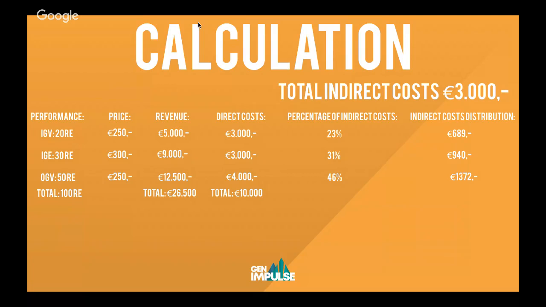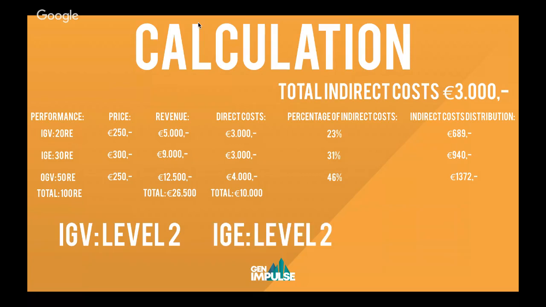So let's check again. Which level is IGV? Revenue is higher than direct costs, so at least level 1. Do we add indirect costs to it? Do we still stay under 5,000? Yes, we stay at 3,689. So IGV level 2. IGE, revenue 9,000, direct cost 3,940, IGE level 2. OGV, 1,215 revenues, direct costs are 4,000, indirect costs are 1,372, OGV level 2.